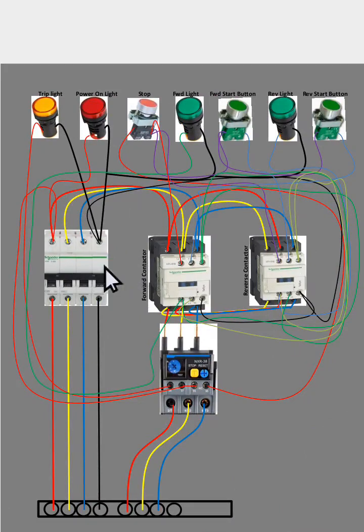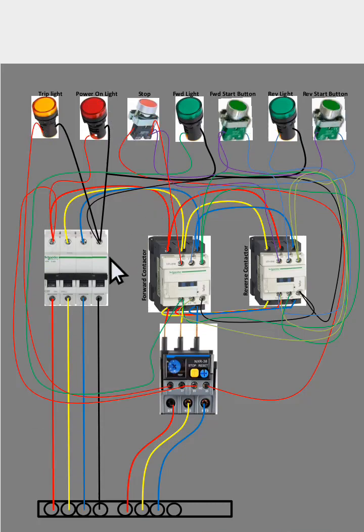So you can see our circuit breaker, the forward contactor, the reverse contactor, our overload, the motor terminal where it's being connected, and this is the terminal of the incoming supply. We have the trip light, power on light, stop button, forward light, forward start button, reverse light, and reverse start button. Okay, now let's see how this works.